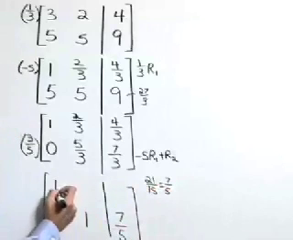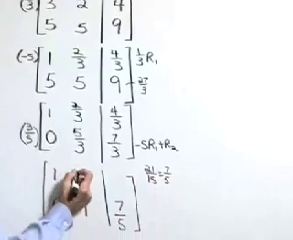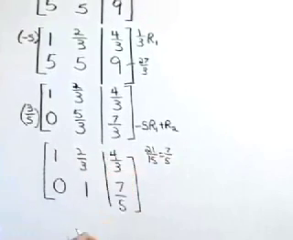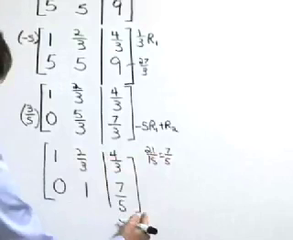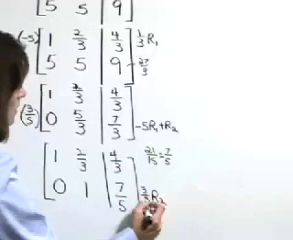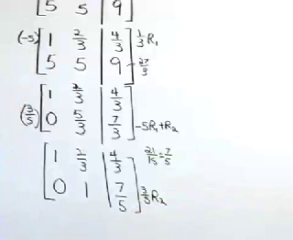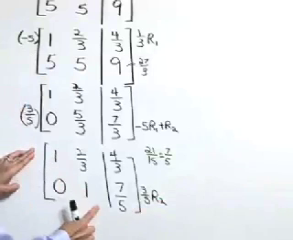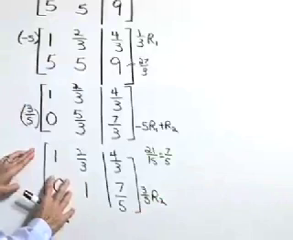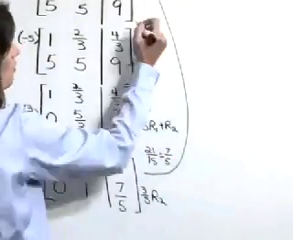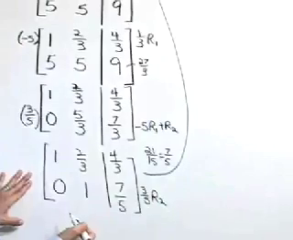I'm just going to recopy row 1. It's 1, 2/3, and 4/3. Leaving a note down here, this was 3/5 times row 2. Now, we have this augmented matrix in row echelon form, that is 1's on the diagonal, 0's below it. So we can use this form to write a system of equations.